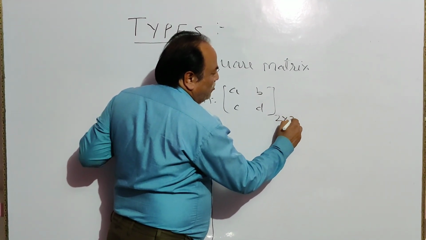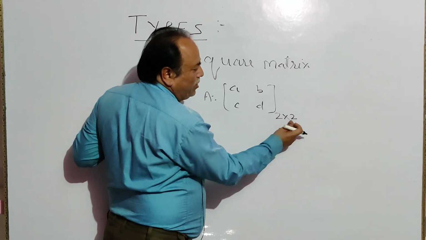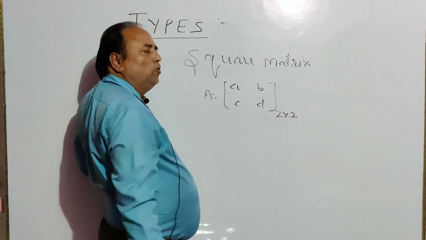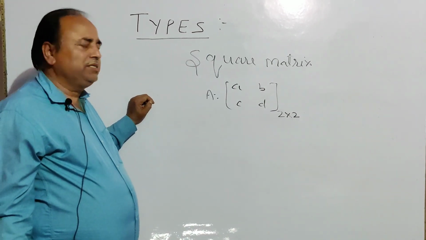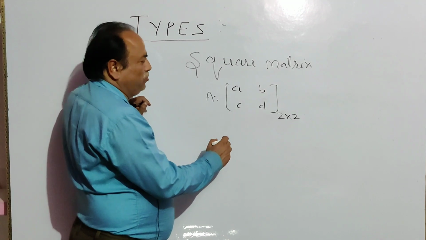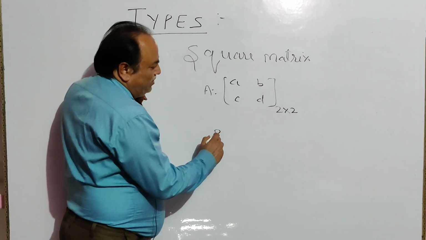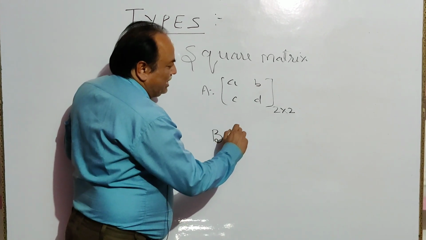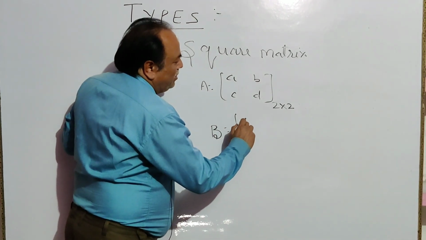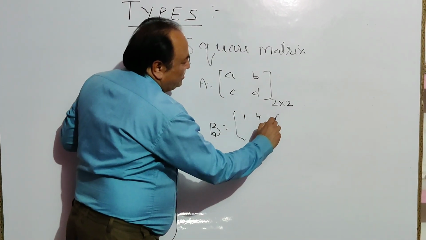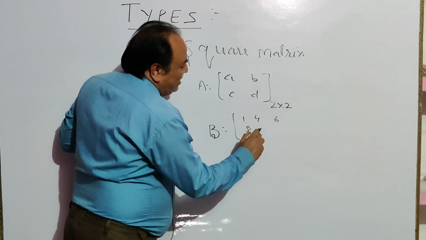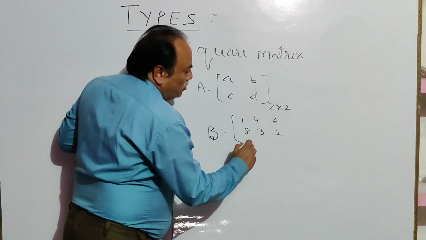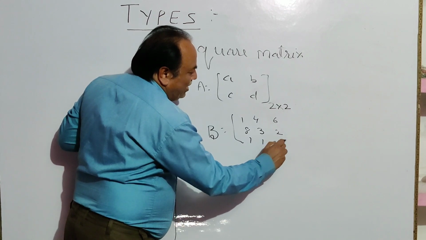Writing rows first and columns second. Now see, both of them are equal. Such a matrix is known as a square matrix. This matrix is of order 2 into 3. Now we are writing another matrix of order 3 into 3, which is a square matrix: 1, 4, 6, 8, 3, 2, 1, 1, 5.